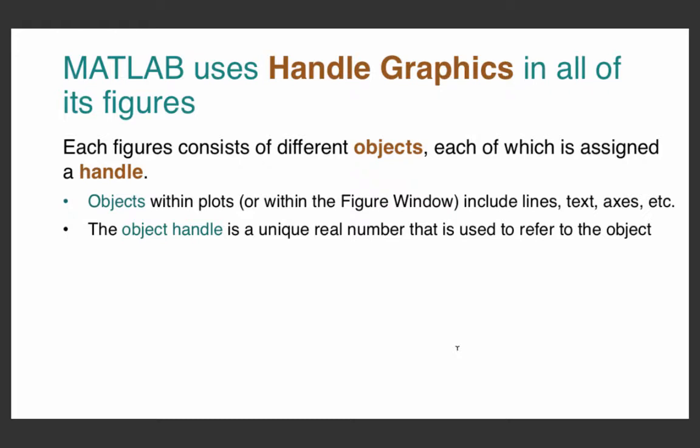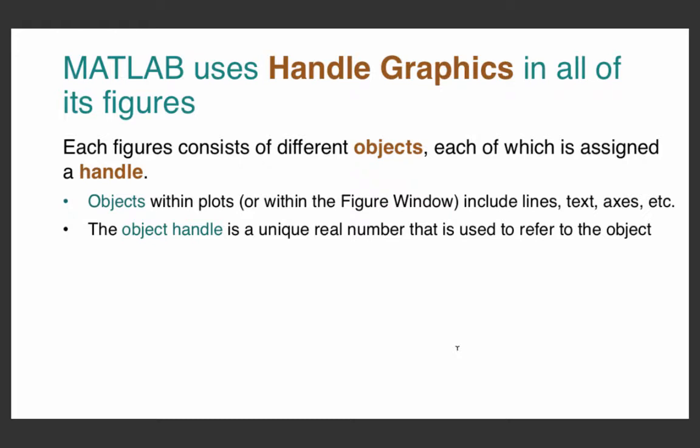Okay. So in MATLAB, each figure consists of different objects, and each object is assigned a handle. Objects within plots or within the figure window include lines, text, axes, etc. It includes all different types of things. You've got text for the labels, you've got axes, you've got individual lines making up a plot.